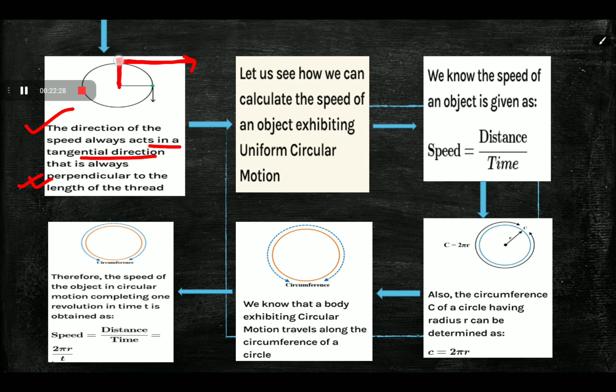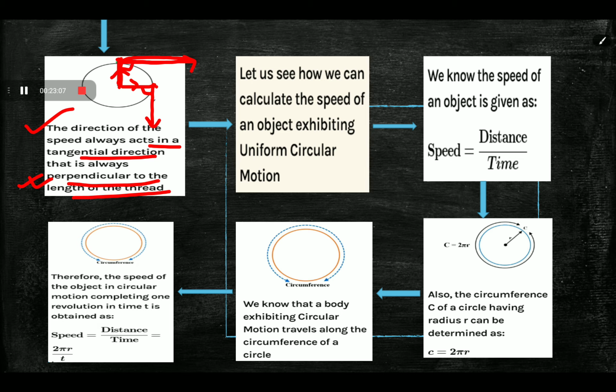This is the thread, as you can see in the previous slide, that when we tie a stone with a thread and rotate it in a circular path, then this represents the thread. So the direction of the speed is always perpendicular to this thread. If we consider this point, then at this point the direction of the speed is this, and this is again perpendicular to this thread. So you have to remember that the direction of the speed always acts in a tangential direction, and that is always perpendicular to the length of the thread.